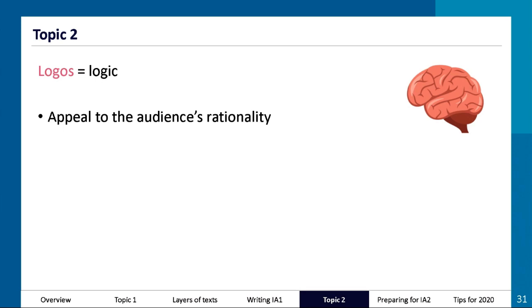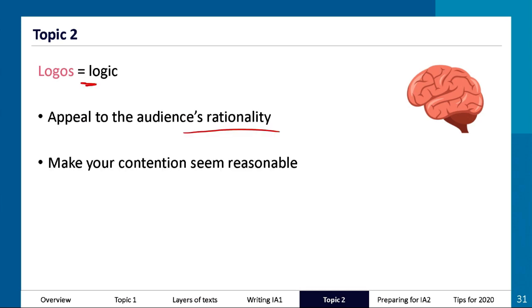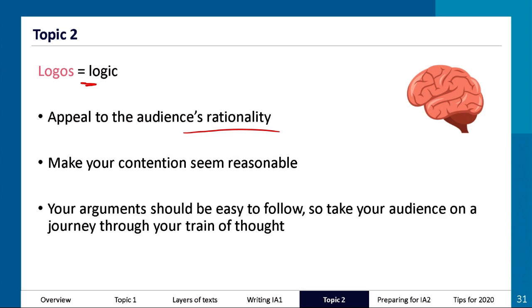Finally, logic. For some people this is the easiest, for some it's the hardest. This is appealing to the audience's rationality and sense of what is reasonable and sensible. So your contention should seem reasonable. If your contention seems unreasonable, it's not persuasive. No one wants to agree with something if the proposal being suggested is something really outlandish or difficult to justify. Whereas if your contention is incredibly logical and reasoned and easy to follow, it's hard to poke holes in. So a really logical argument is typically a persuasive one.